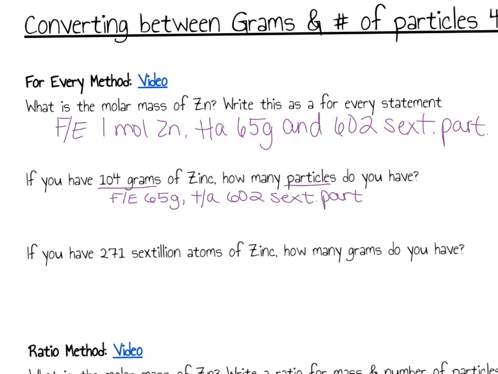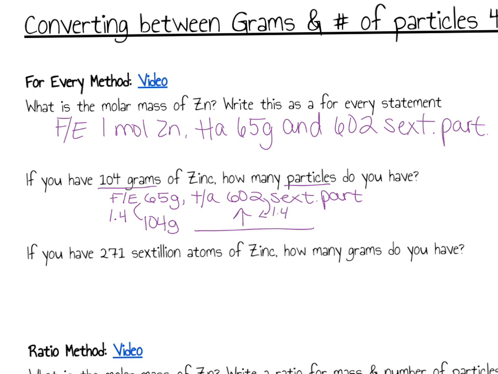And in the problem we're given, we have 104 grams. So when I look at this, I know that I have a greater mass, so I'm also going to have a greater number of particles. So I'm going to divide 104 by 65 to figure out what 65 was multiplied by, and I get 1.4. So the 104 is 1.4 times bigger than 65. So I'm going to also multiply 602 times 1.4.